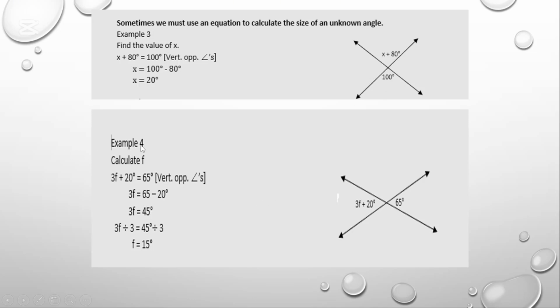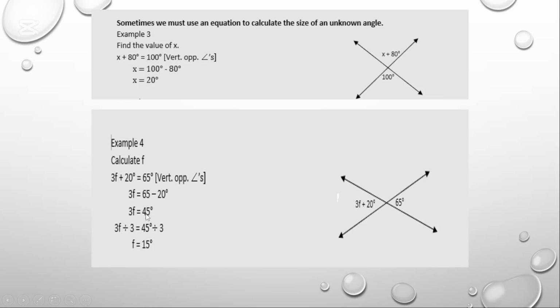Example number 4. Calculate f. Two lines intersect, and we know this angle is equal to that angle there. So 3f plus 20 here is equal to 65. Why? Vertically opposite angles. So 3f is equal to 65 minus the 20. 3f is equal to 45.